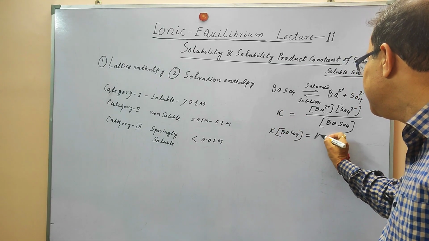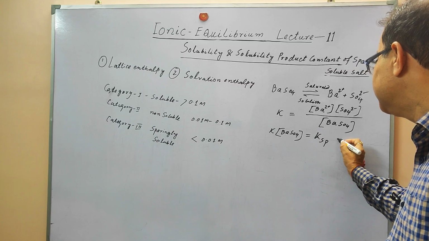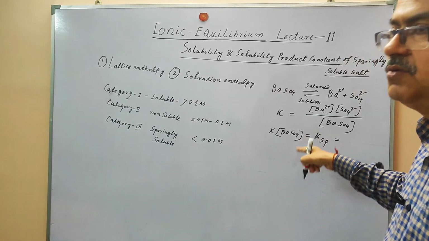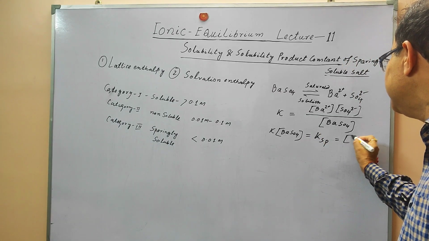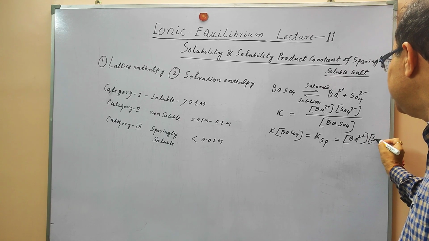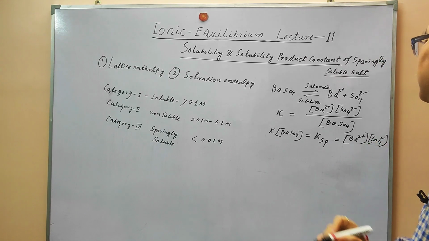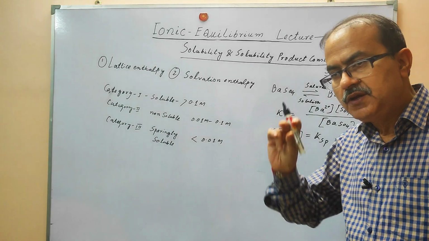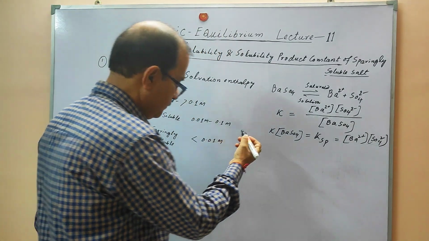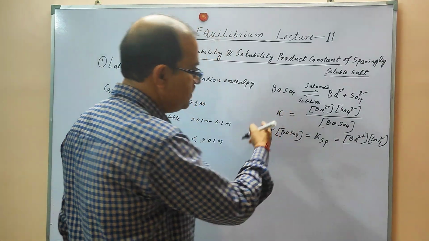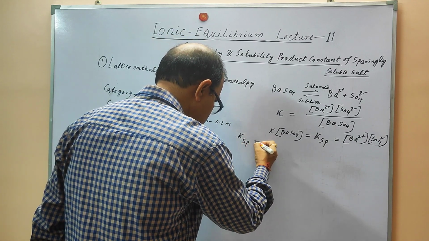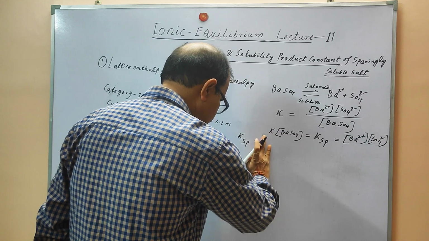It gives a new equilibrium constant, that is the solubility product. S means solubility, P means product, the solubility product constant, and it will be like this. So what is the definition of the solubility product of these sparingly soluble salts? We can write Ksp as the solubility product.